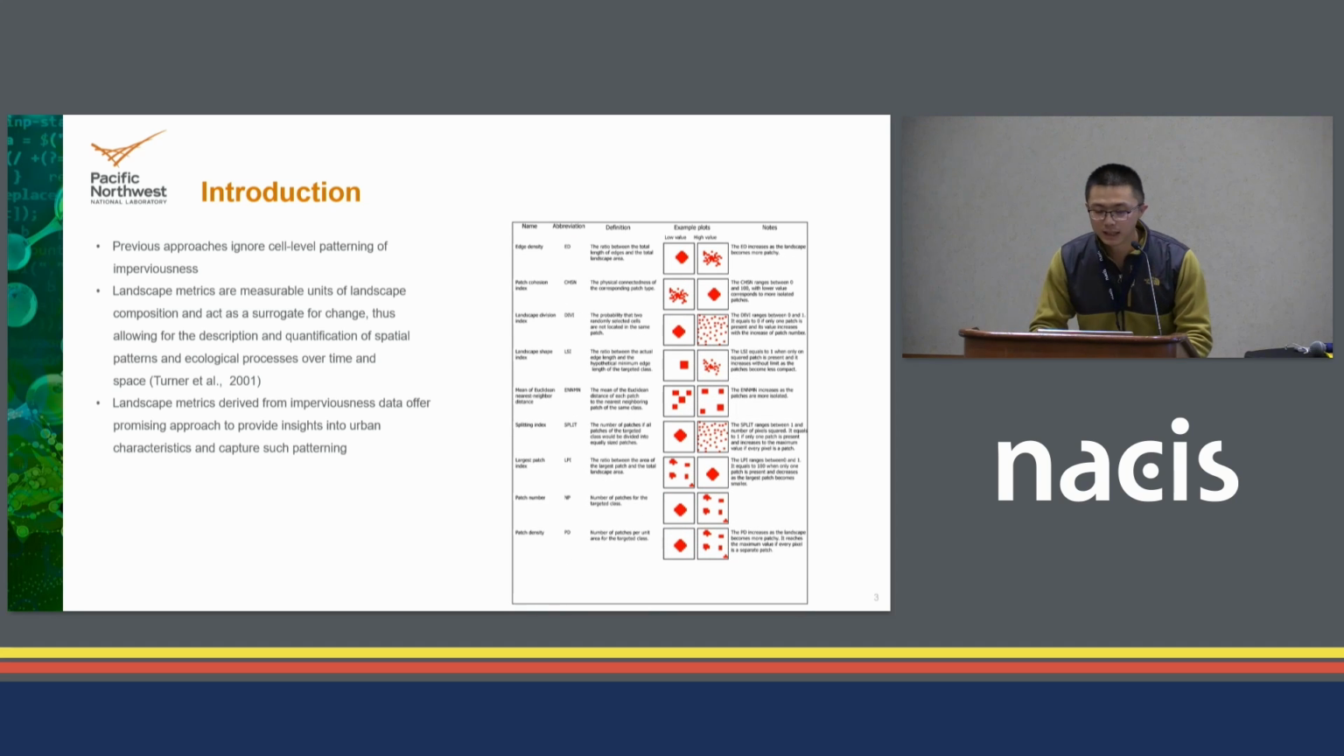This diagram shows some of the landscape metrics I have used in this project, both their definitions and some example plots for the high value and the low value of each. Some of the highlighted landscape metrics are the landscape shape index, number of patches, and patch density, as you can see. Different urban impervious patterns have totally different landscape metric values.